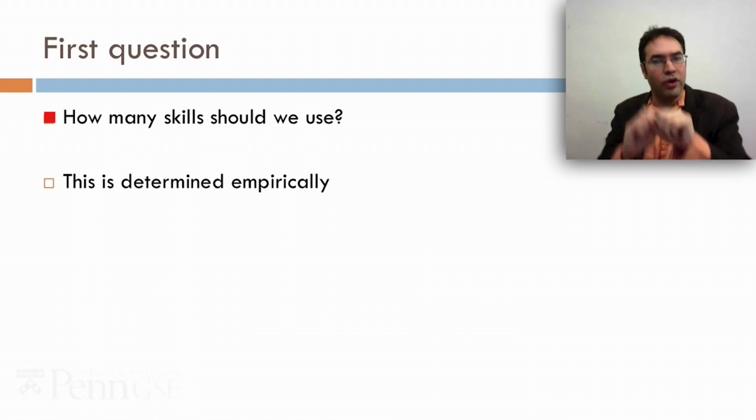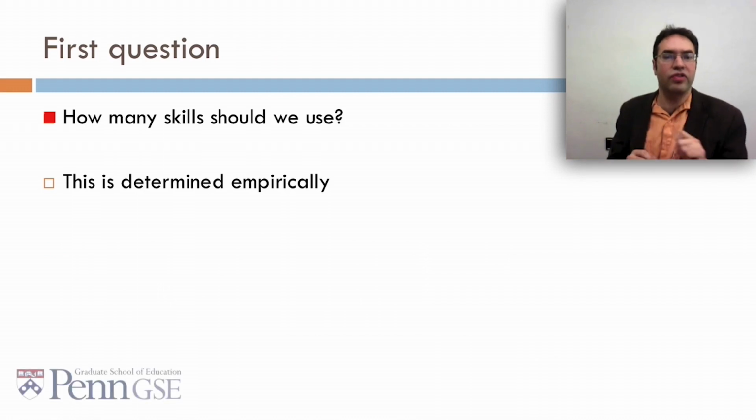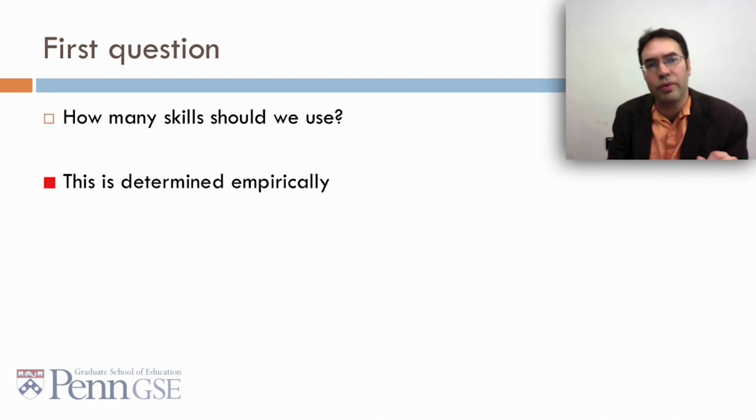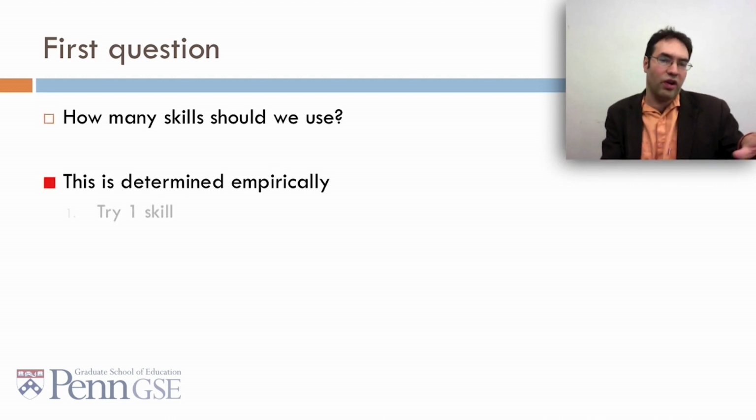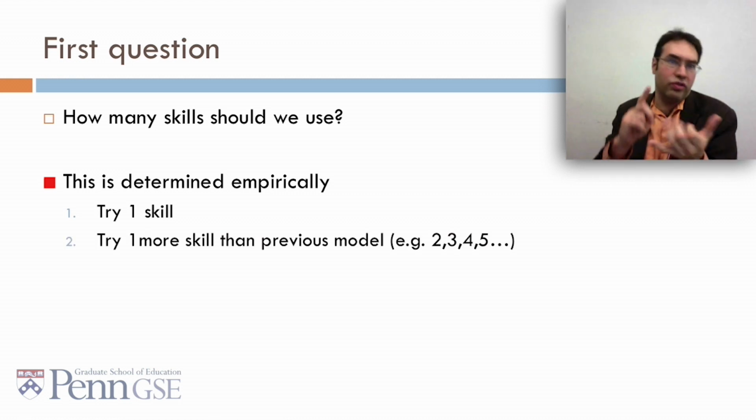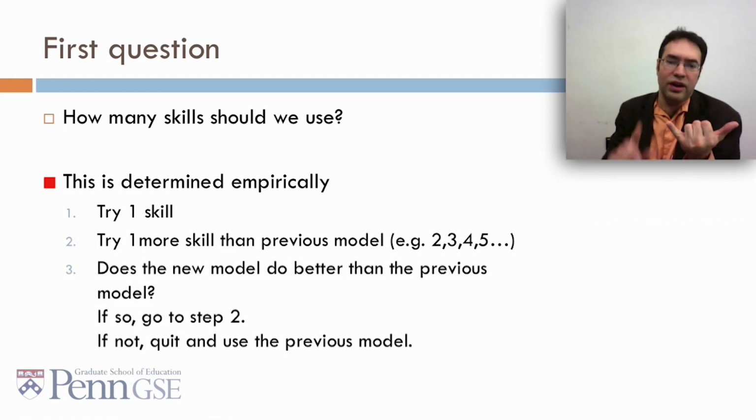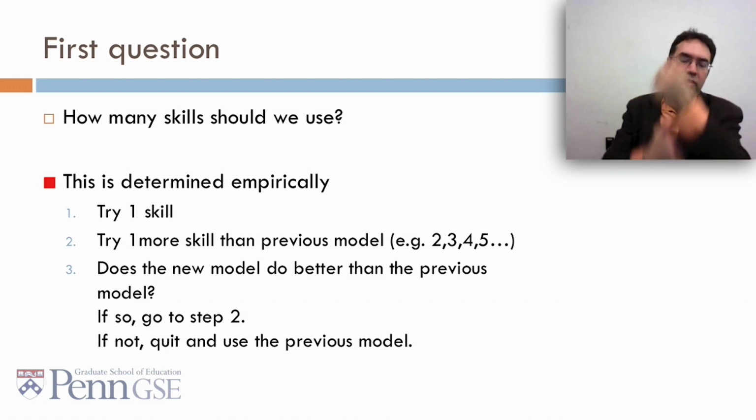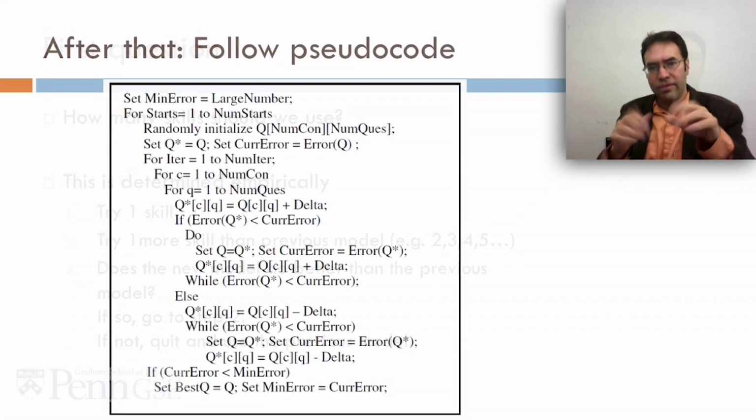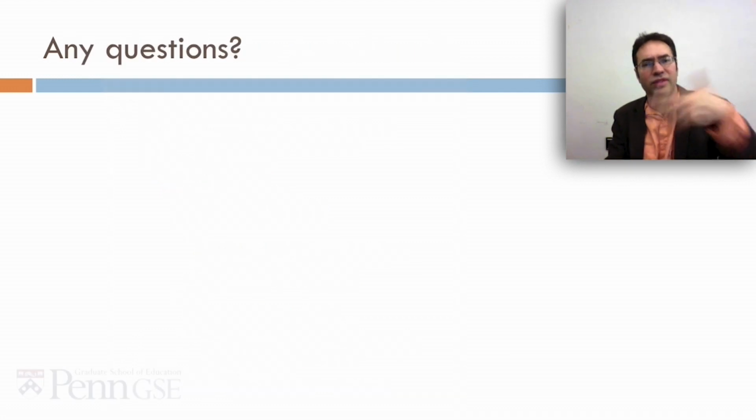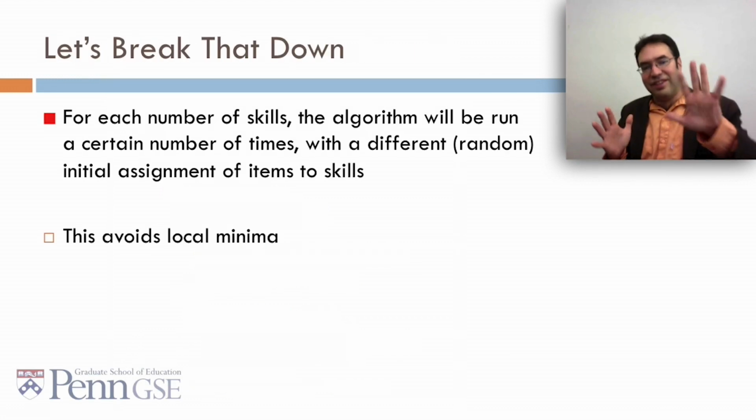So now let's talk about Barnes et al.'s algorithm. The first question is, how many skills should we use? Should we try 3 skills, 78 skills? This is actually determined empirically. Everything's empirical in this algorithm. We try 1 skill, and then we try 1 more skill than the previous model, which after 1 is 2. And if the 2 skill model does better than the 1 skill model, then we go back and try the 3 skill model. If the 3 skill model is better than 2, we try the 4 skill model. We keep trying this until nothing gets better. And after that, we just follow the pseudocode, which I think is pretty self-explanatory. Any questions? All right, let's actually break that down.